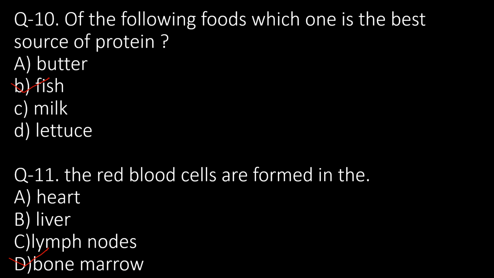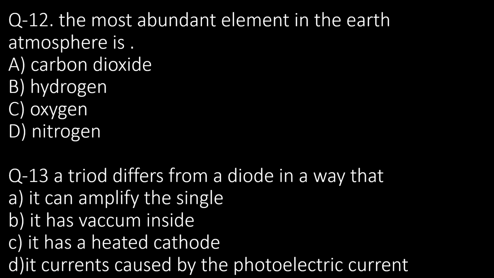Our next question is: the most abundant element in the earth atmosphere is. And the right answer is option D, nitrogen, which is found 78% in earth atmosphere. Our next question is: a triode differs from a diode in a way that. And the right answer is option A, it can amplify the signal.